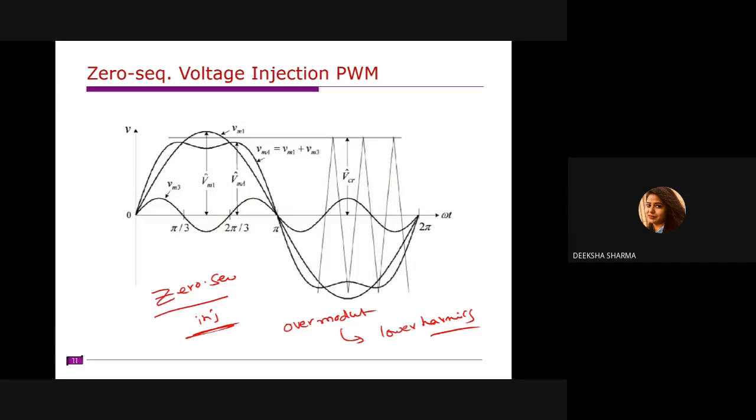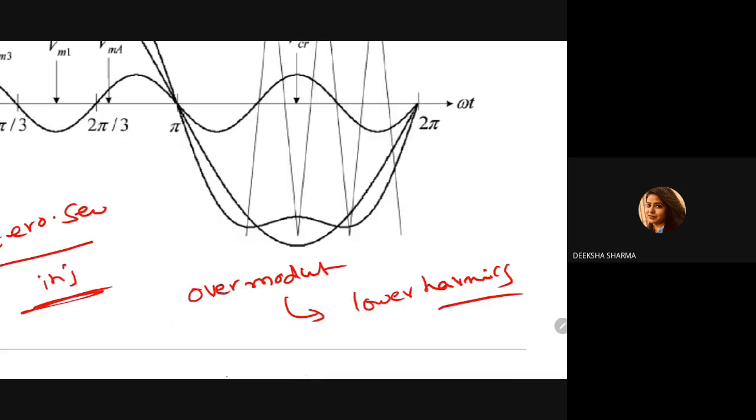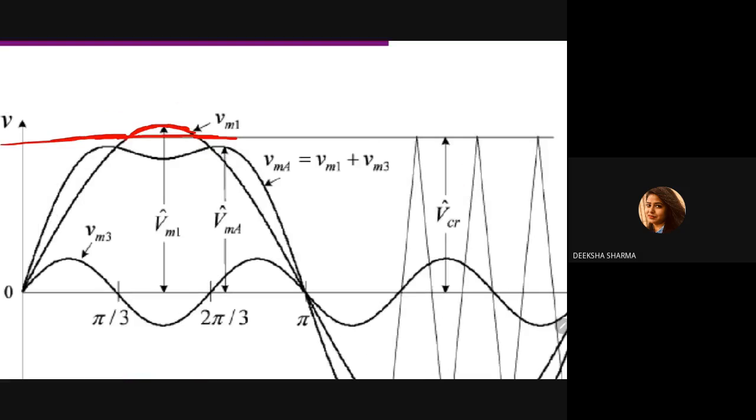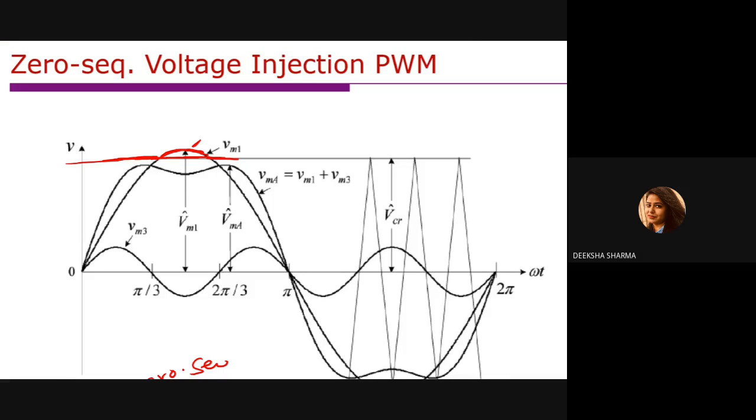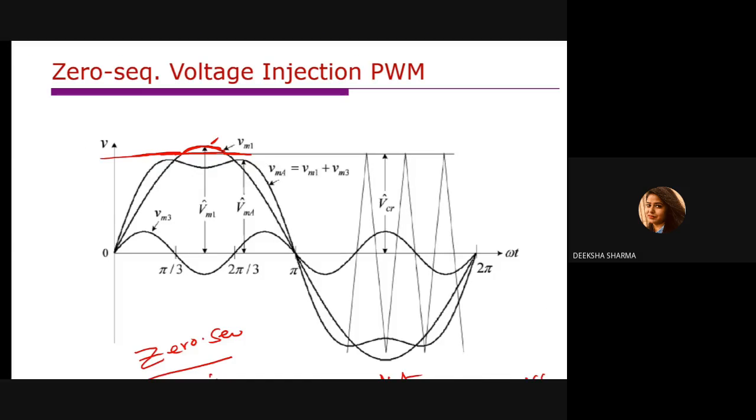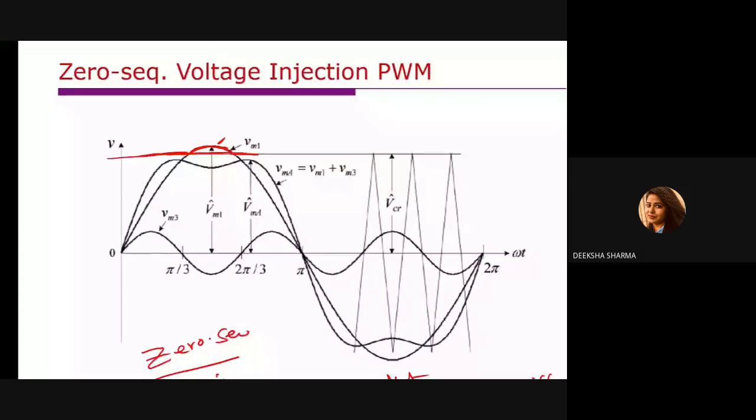So we have this zero sequence voltage injection PWM. Here, this is the actual waveform, and this is the limit. But this waveform is exceeded here, you notice that? This VM1, this waveform, this is the actual modulating signal, and that is exceeded. So that means it is operating in over modulation. With over modulation, some of the switching we lost, right?